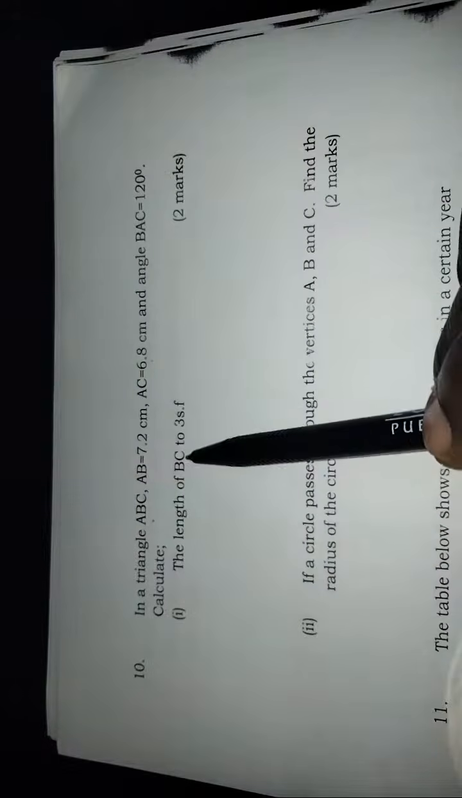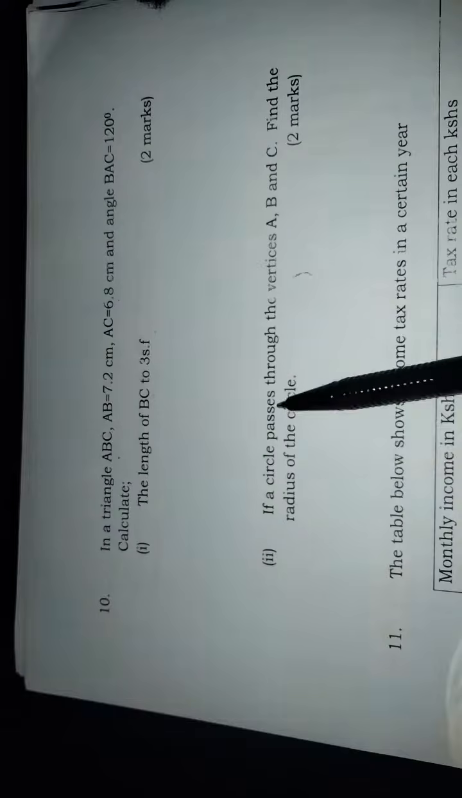In a triangle ABC, AB equals 7.2, AC equals 6.8, and angle BAC equals 120 degrees. Calculate part 1, the length of BC to 3SF, that is 3 significant figures. Then we are also going to find, if a circle passes through the vertices A, B, C, the radius of the circle.